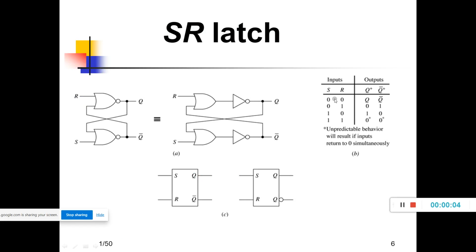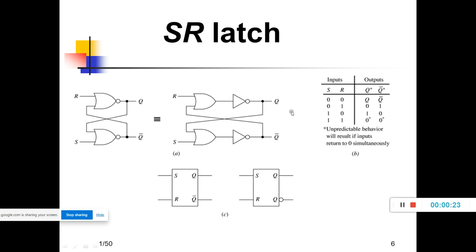Okay, S and R equal to 0 0 means it will retain the current state. If Q is 0, it will retain 0. If Q is 1, it will retain 1. Whenever R is 1, it will reset the SR latch. Whenever S is 1, it will set the SR latch.